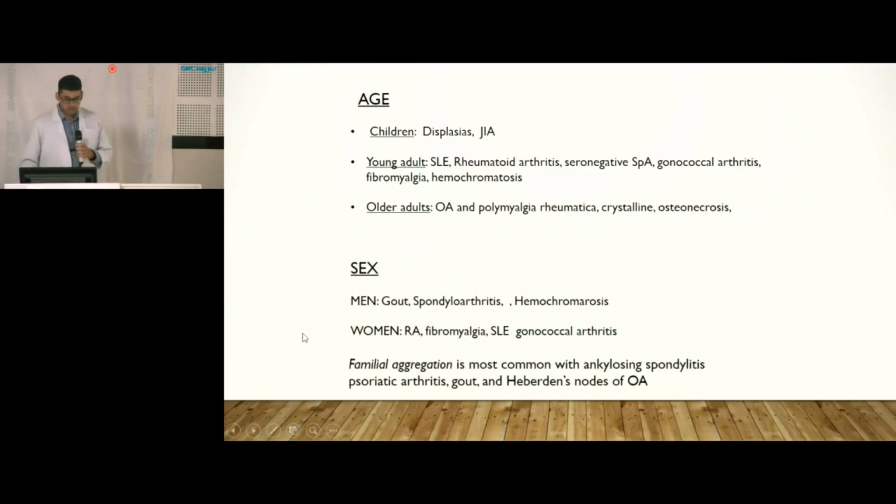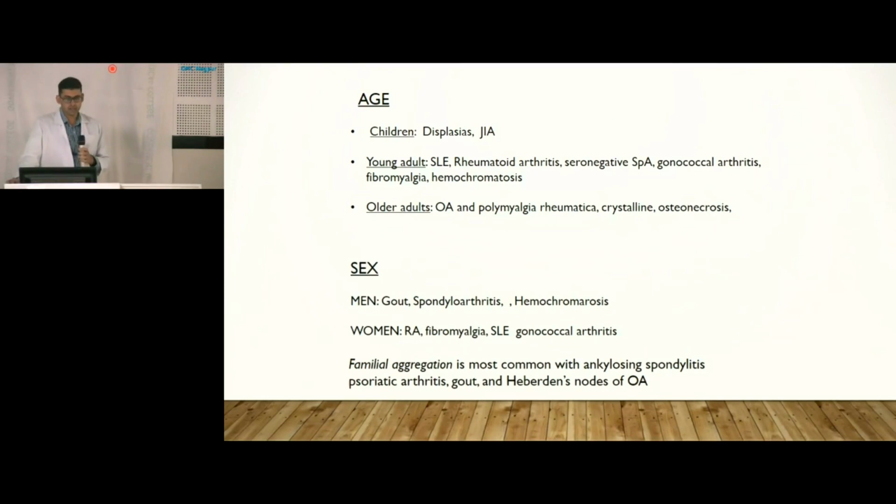So age, dysplasias, especially congenital dysplasia of hip, DDH, you must be aware of this word. Commoner in pediatric age group, JIA. Earlier it was called as JRA, juvenile rheumatoid arthritis. Now the nomenclature has changed to juvenile inflammatory arthritis.